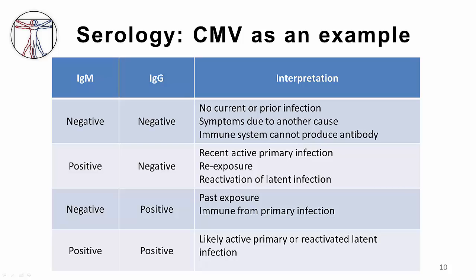A negative IgM with a positive IgG typically indicates a past exposure and that the person is immune from primary infection. In the setting of a herpes virus such as CMV, of course, there is the possibility of latent infection and may therefore be at risk for reactivation disease if there is subsequent immune suppression. If both IgM and IgG are positive, there is usually one of two possibilities.